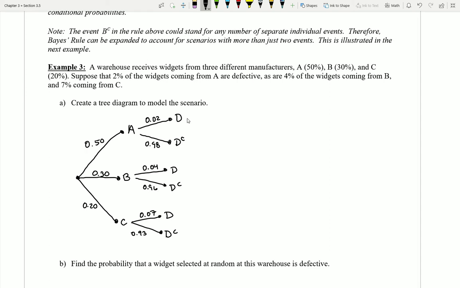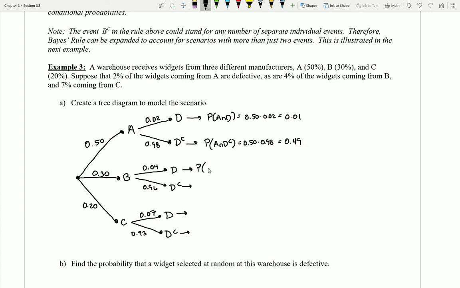Once I have this, remember that I can go ahead and immediately begin to calculate all of my different ands by moving along the different branches. So here I can calculate the probability of A and defective, and I know that that's going to be my 0.5 times my 0.02, or what comes out as 0.01. Here I'm going to have the probability that a widget comes from A and is not defective. So again, that's 0.5, but now times 0.98. And so that's going to get me something like 0.49.